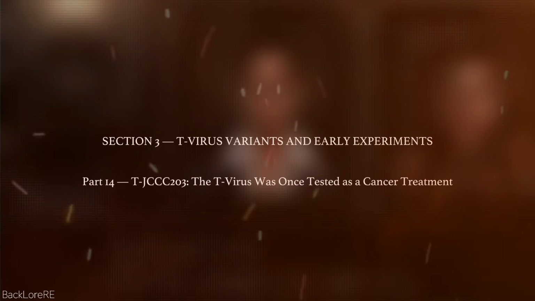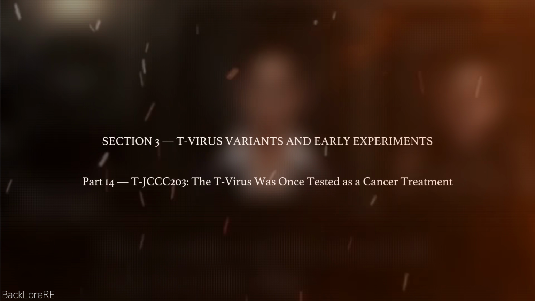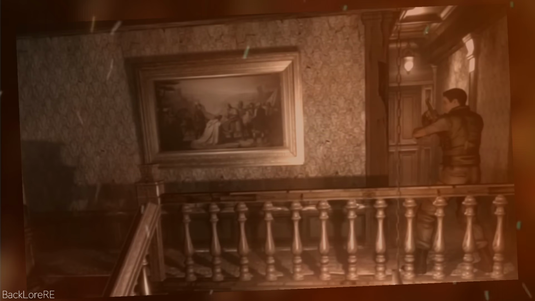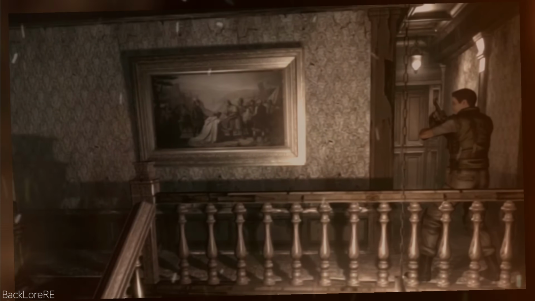Part 14. TJCCC-203. The T-virus was once tested as a cancer treatment. Among the more obscure strains connected to T-virus research, TJCCC-203 stands out for how far it diverges from the weaponized applications most of this history covers.